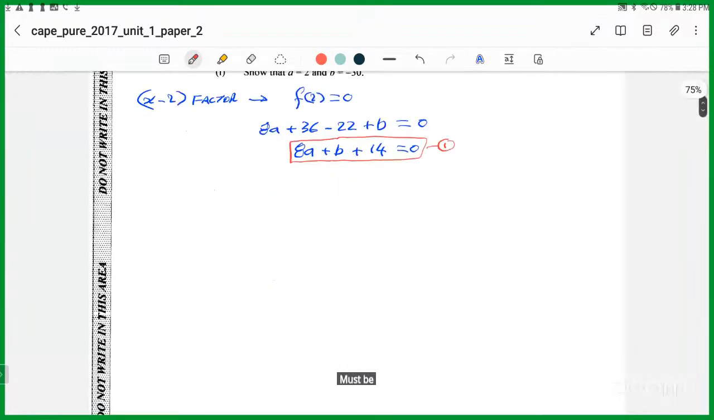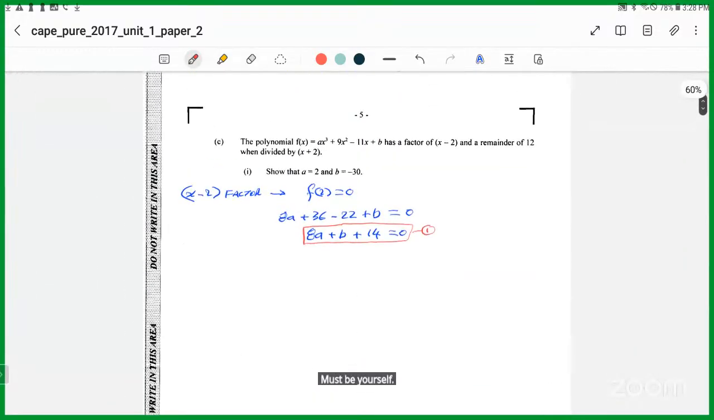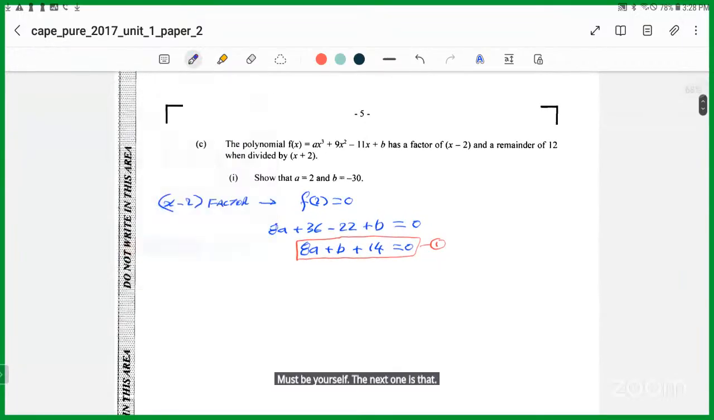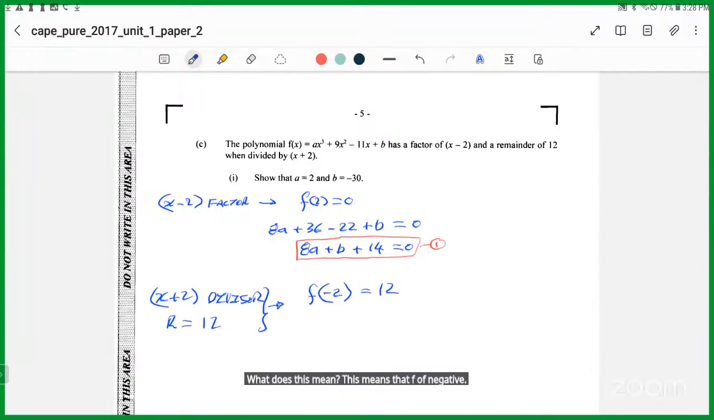What space we have for our whole page. The next one is that the divisor of x plus 2 gives a remainder which is equal to 12. What does this mean? This means that f of negative 2 is equal to 12. So I plug negative 2 inside here. Result is 12.